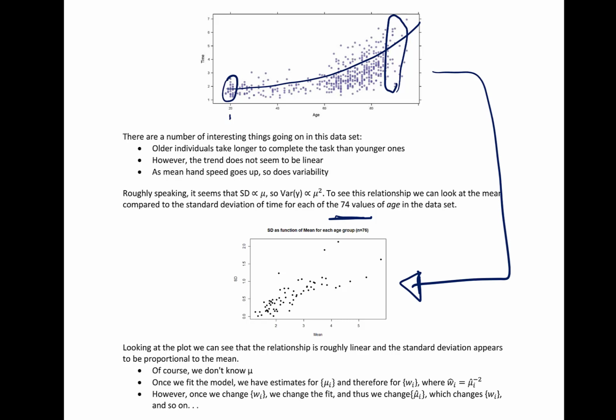So you'll notice in this scatter plot here, oh, but I just realized there's an error. It shouldn't be 74, it should be 76. For these 76 age groups, there's one dot for each of them. And then for that age group, so for example at 20, for those 10 different times that occurred for people that were age 20, we found the standard deviation of that time and the mean. And so that's what is plotted here.